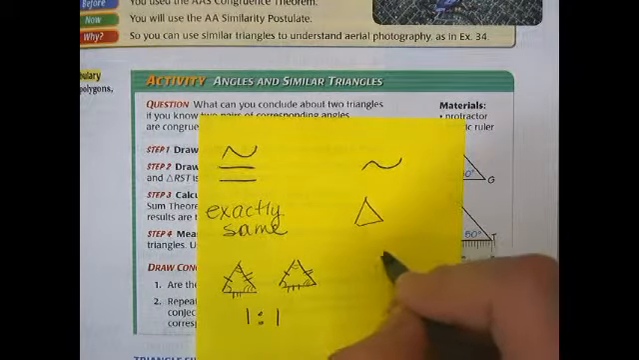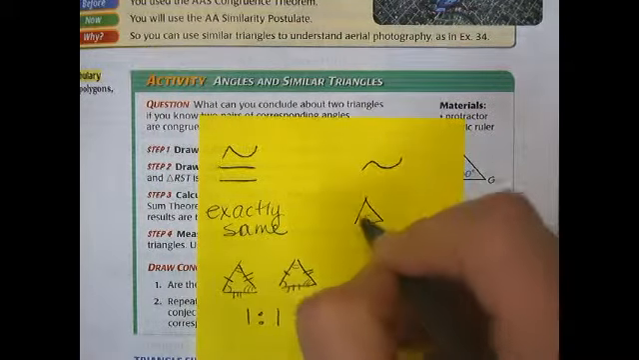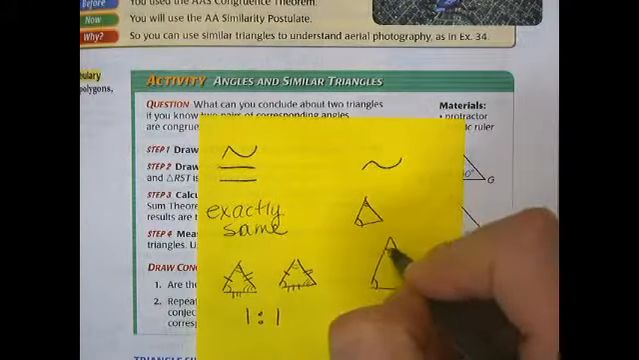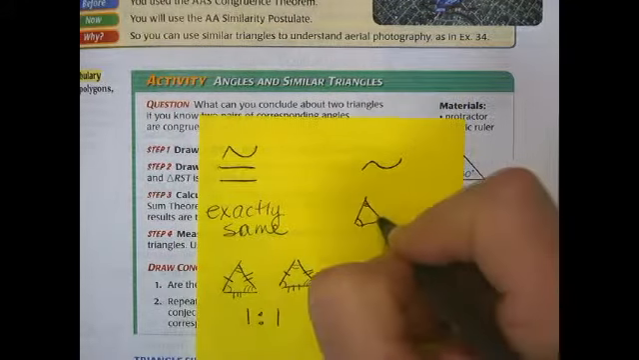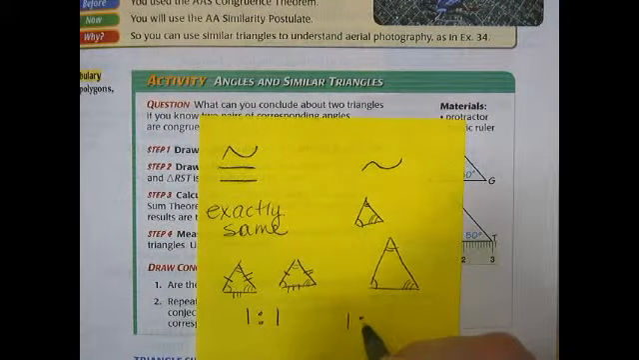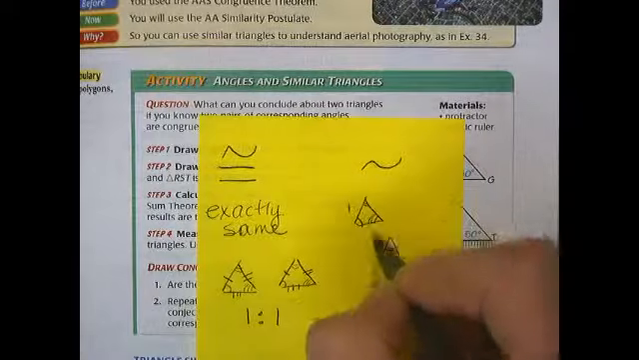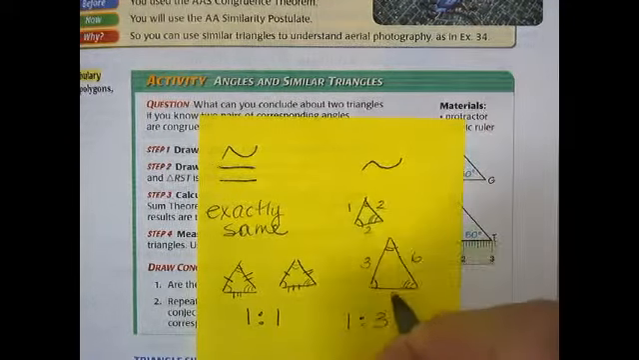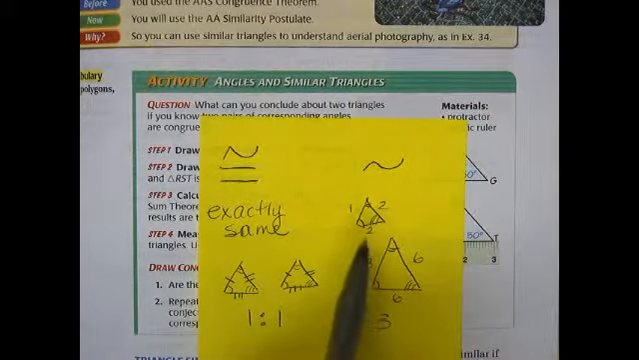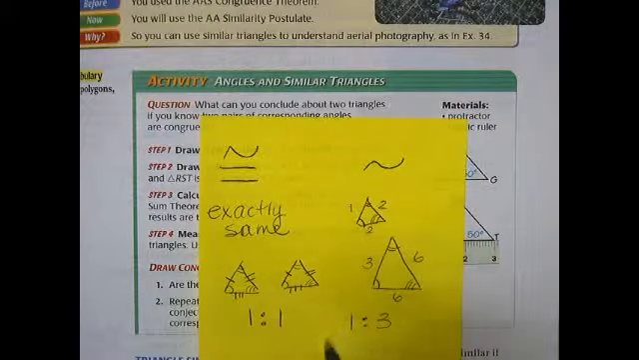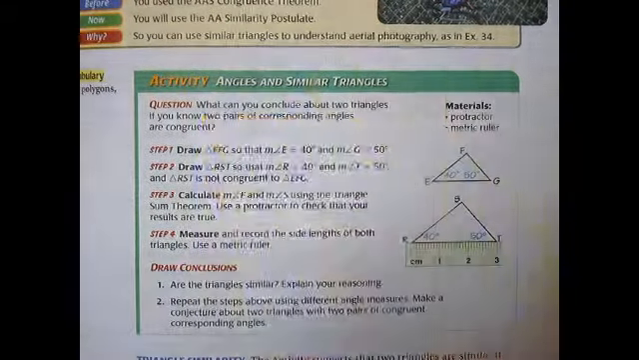For similar, obviously we've begun to talk about this. Corresponding angles have to be congruent, but corresponding sides just have to be in the same ratio. So if they were in a 1 to 3 ratio, it would look something like this. And of course, you guys know this is not drawn to scale, but with a 1 to 3 ratio, all the sides are in the same ratio. That's what makes two shapes similar.